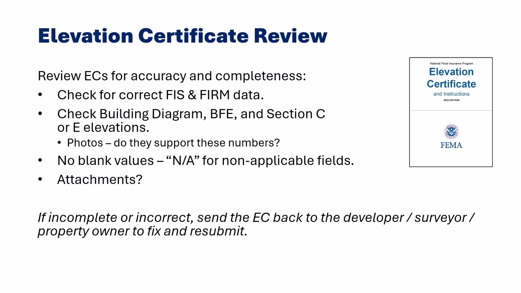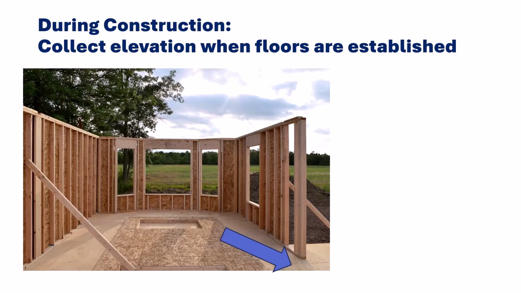The state of Kansas has an EC checklist available on their Floodplain Management Resources website to support you in this important role. There are multiple points at which a building inspector may visit a construction site. Collecting elevation when the floors are established is an important during construction inspection point. This typically happens at foundation or framing, or the point at which a building's finished floor is established. Ideally, you can verify the building's lowest floor at this point prior to vertical wall construction, so that if the floor is too low relative to BFE, it's faster and cheaper to correct at that point versus waiting until later when more work must be undone.